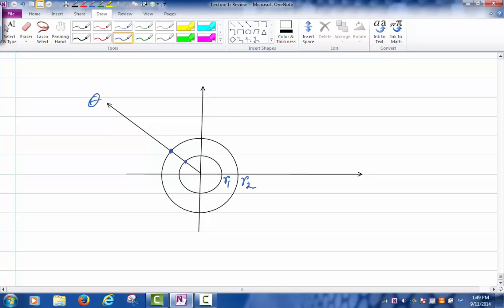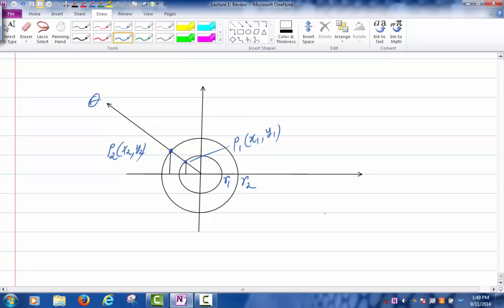This is the other point here. Let's say the outer point here is P2, and it has coordinates x2 and y2. And let's say the inner point here is P1. It has coordinates x1 and y1. Again, you make triangles from this point, vertical lines onto the x-axis. Same thing from this point.